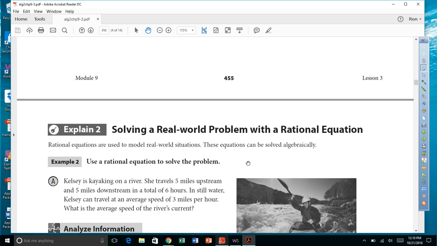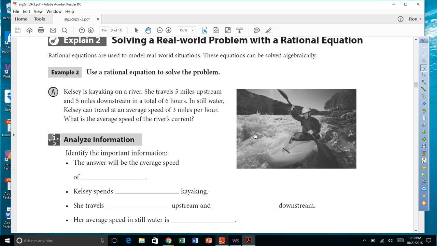Great job. Solving a real-world problem with a rational equation. Use a rational equation to solve the problem. Kelsey is kayaking on a river. She travels 5 miles upstream and 5 miles downstream in a total of 6 hours. In still water, Kelsey can travel at an average speed of 3 miles per hour. What is the average speed of the river's current?